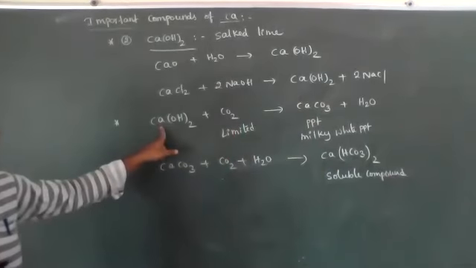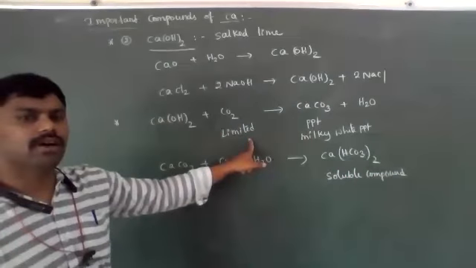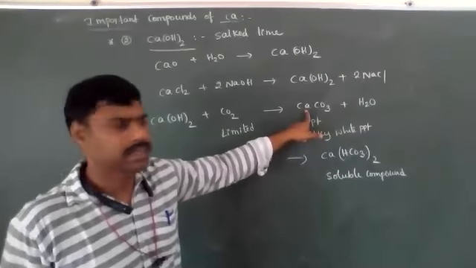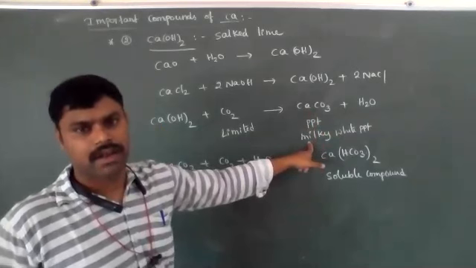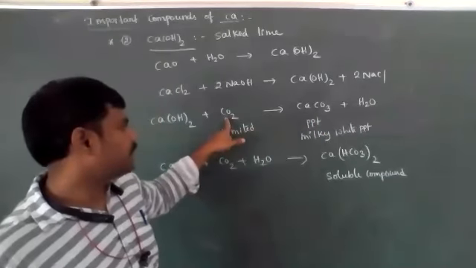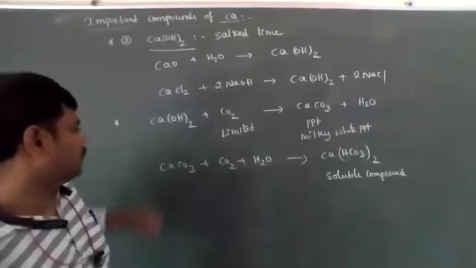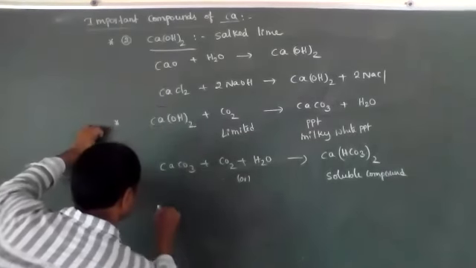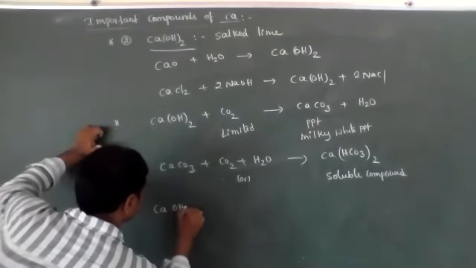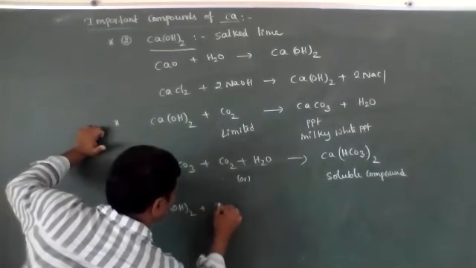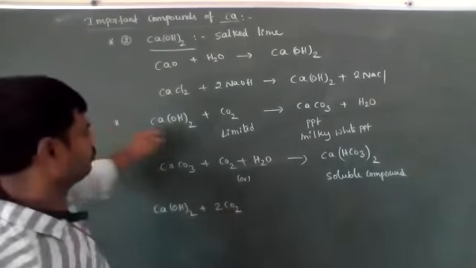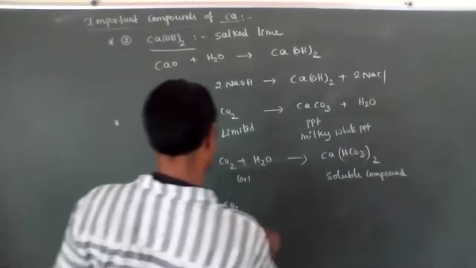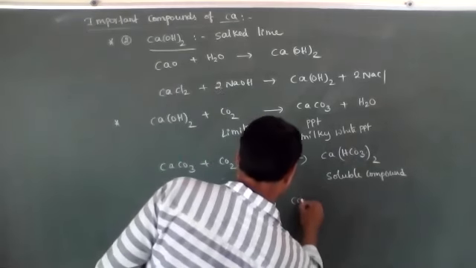So calcium hydroxide treated with a limited amount of carbon dioxide forms calcium carbonate precipitate, which is called milky white precipitate. Instead of taking a limited amount, if you take excess, then, if you observe, we can write the equation like this also: Ca(OH)2 plus 2CO2 then forms Ca(HCO3)2.